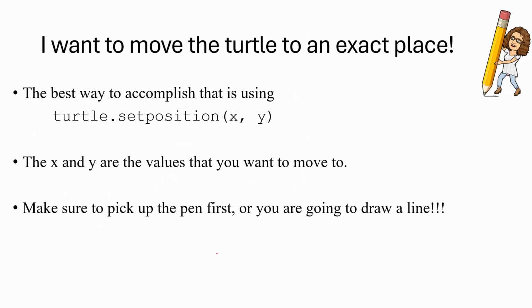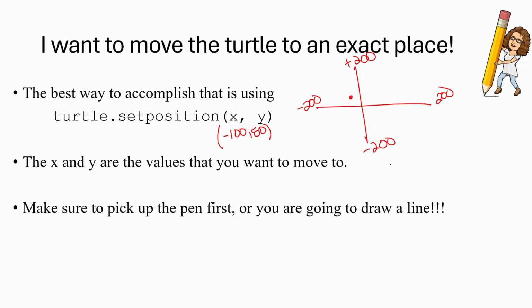Another thing that you can do, you can move the turtle to a very exact place. Best way to accomplish that is turtle.setPosition x, y. X and Y are the values you want to move to. And remember, when he's drawing in his little world, we have the negative 200, positive 200, and so on and so forth. It is just like a coordinate plane. So if I would say set position negative 100, 50, he would be like right there.